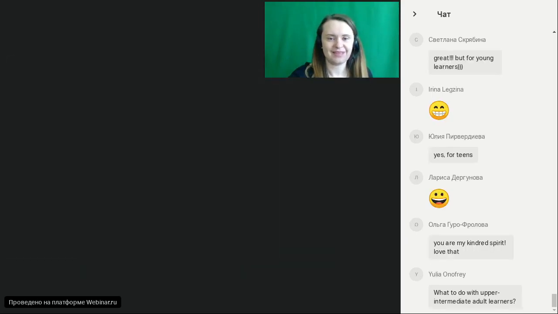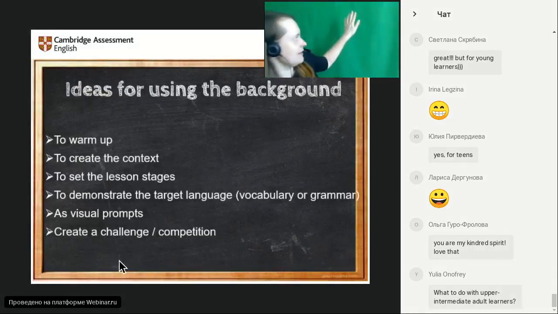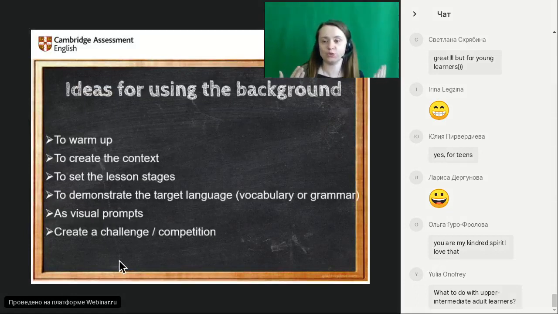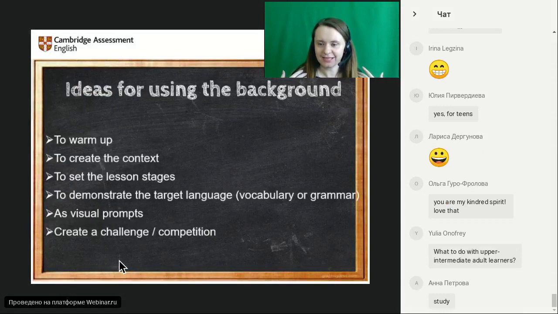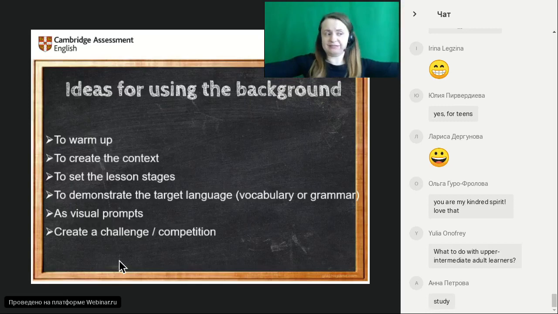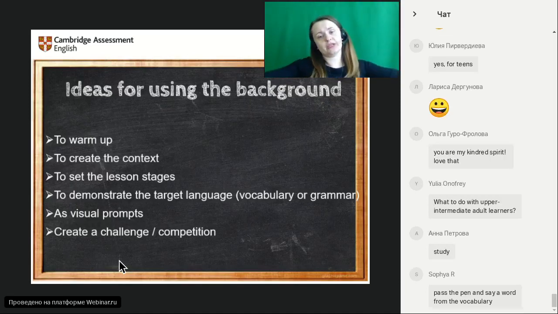Right. The next thing, as you can see, again, this is something that you can do with upper intermediate adult learners. Well, we pass the pen, we do the miming thing. My students are okay with the miming thing. Sometimes we just have a break for a minute to stretch, to do some yoga, and that's it. I mean, you can try to make them sing and dance, but if you manage to do that, please send me a letter and a video. I would love to watch that.